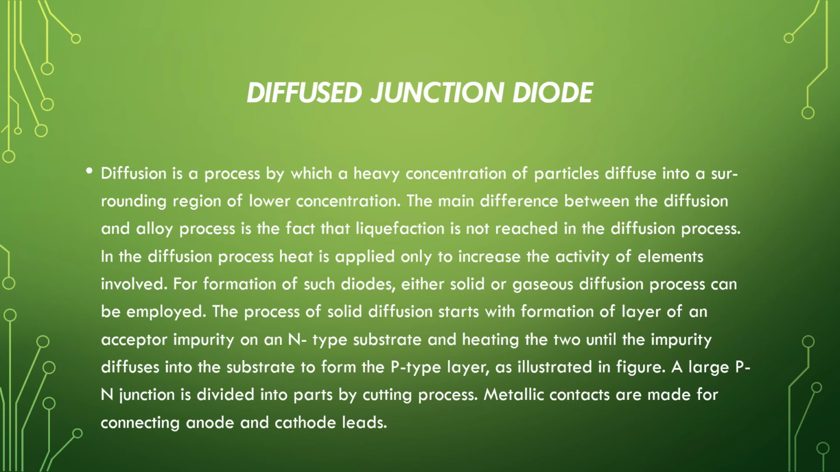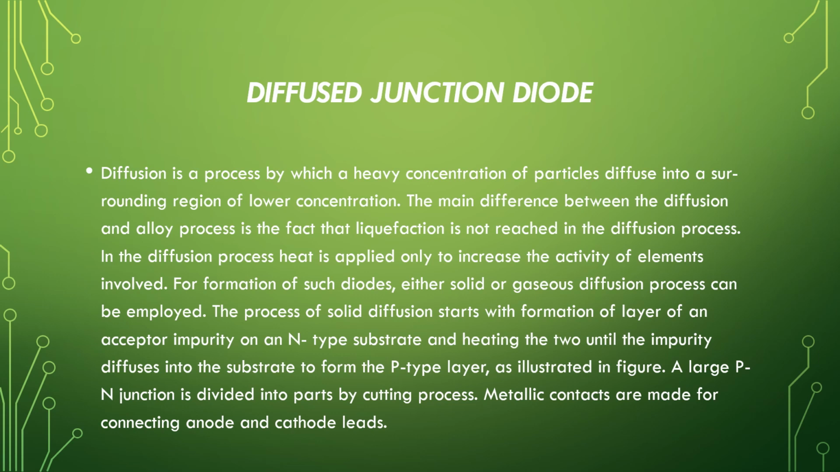Diffused junction diode. Diffusion is a process by which a heavy concentration of particles diffuse into a surrounding region of lower concentration. The main difference between the diffuse and alloy process is the fact that liquefaction is not reached in the diffusion process. In the diffusion process, heat is applied only to increase the activity of elements involved. For formation of such diodes, either solid or gaseous diffusion process can be employed.